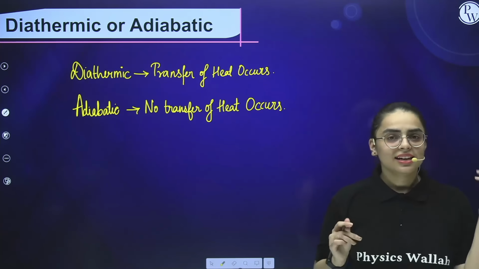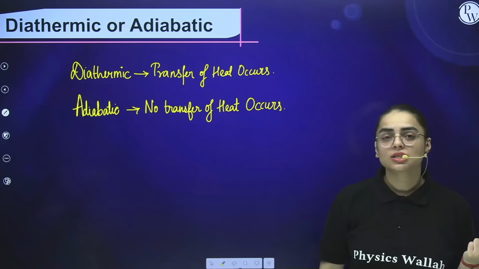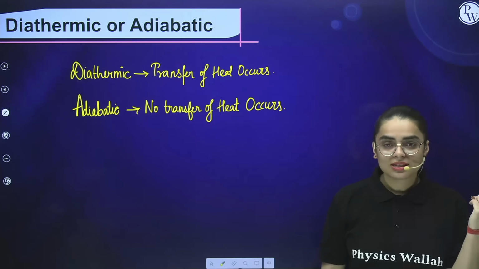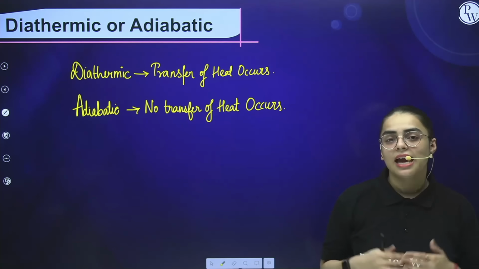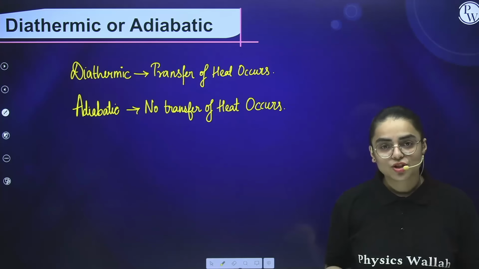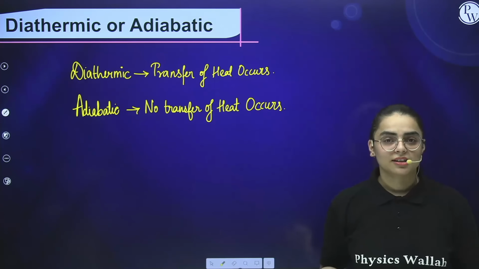Is it easy? Let us revise, students. What are the three kinds of system? Open system, closed system, isolated system. What are the types of boundaries? It can be real or imaginary, rigid or flexible, diathermic or adiabatic. Is it clear to you?